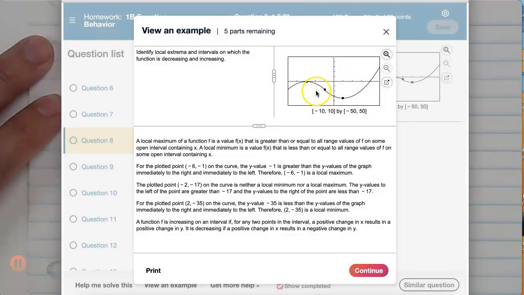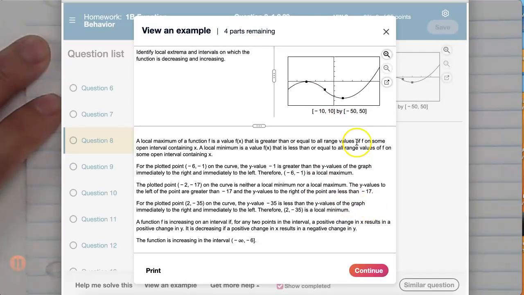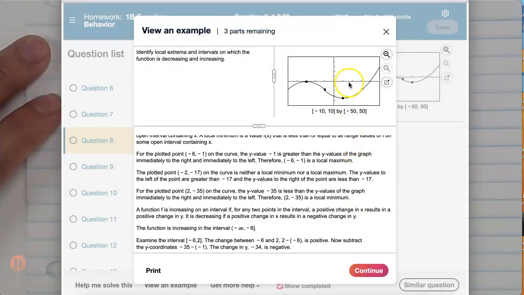Actually, since we're given these 3 points, we could use that to figure out the increasing, decreasing. It is increasing from negative infinity all the way to negative 6. Then between negative 6 and positive 2, it's decreasing. It's increasing again from positive 2 all the way to infinity.